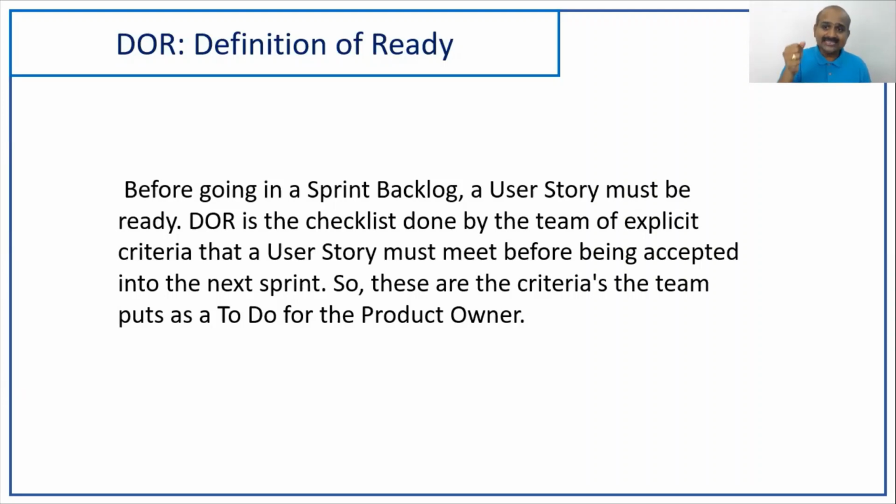So Agile is giving a weapon, a power to the team, saying that you can reject a story if it is not meeting a checklist called the definition of ready. So what is the checklist? The team can decide the checklist.